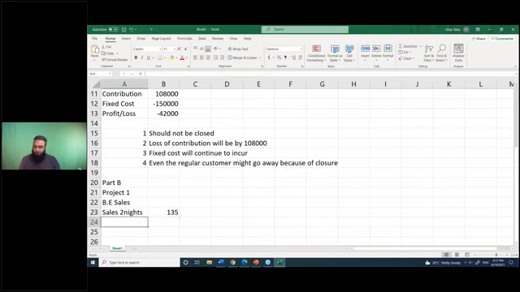Then the sales value that I will get through the tickets.